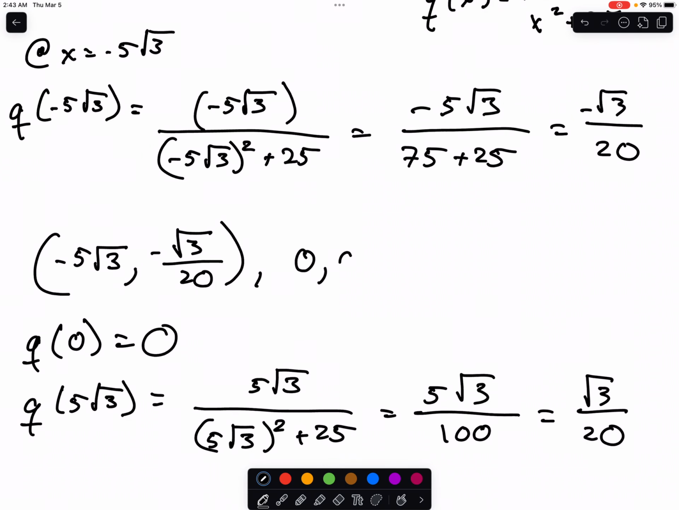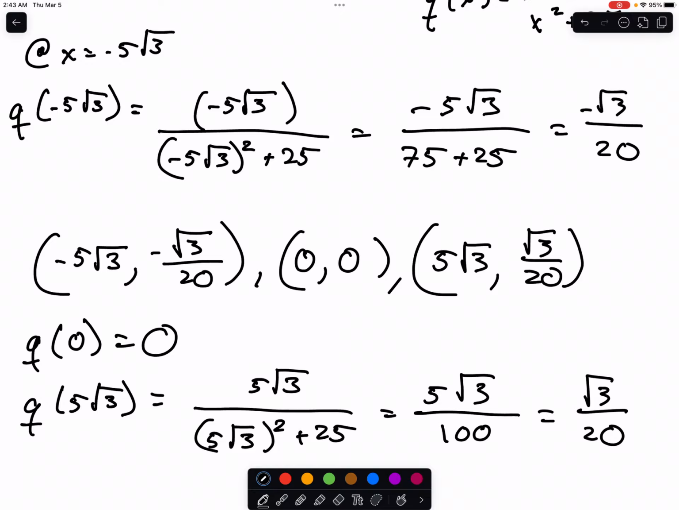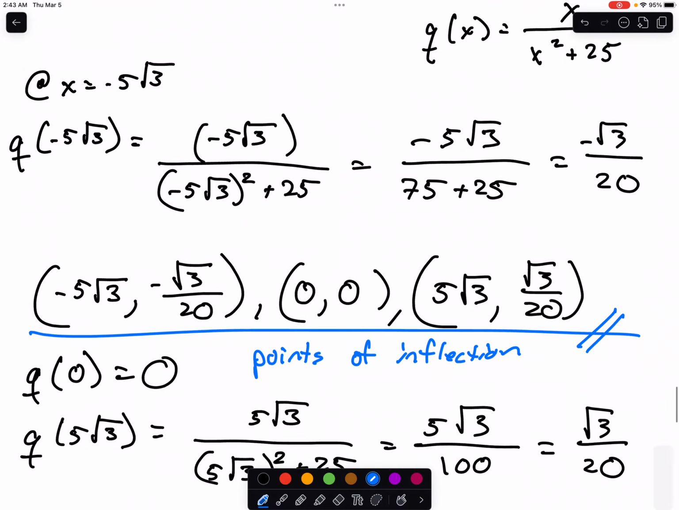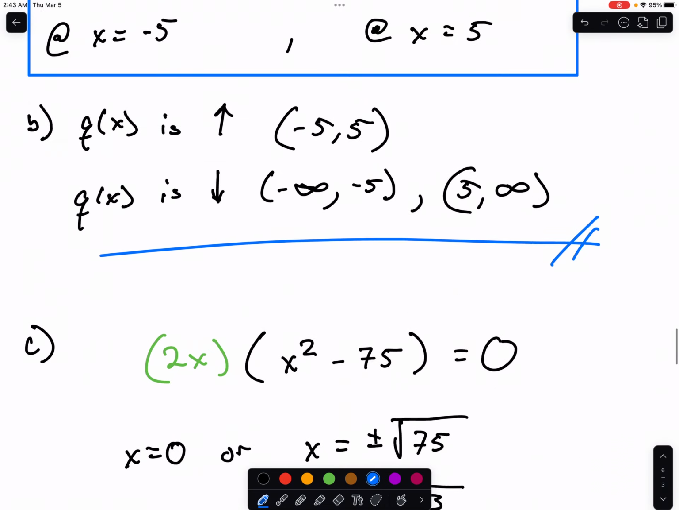It's the origin and 5√3 comma √3 over 20. So these are our points of inflection. I'm gonna just label it our points of inflection. So that was what, part C?